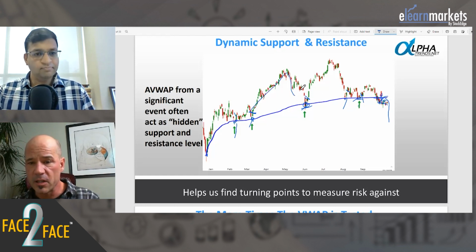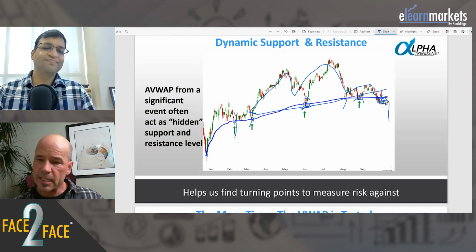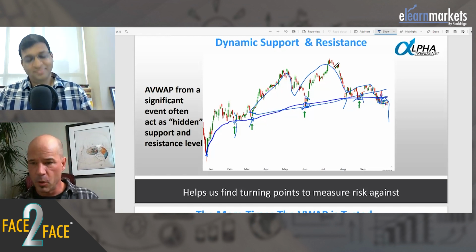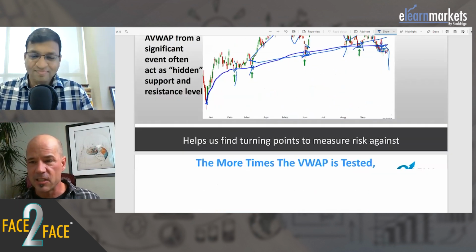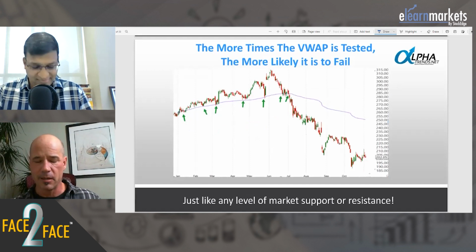Plus it's traced out a head and shoulders pattern as well, this being the neckline. So you've got to tie it all together for the most chance of success. And that comes with decades of experience where you can just see that happen.